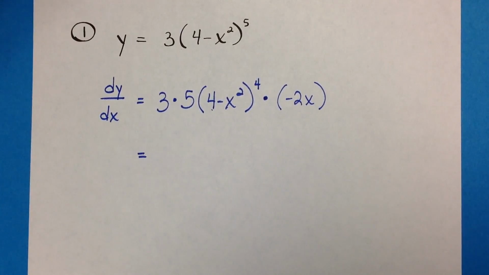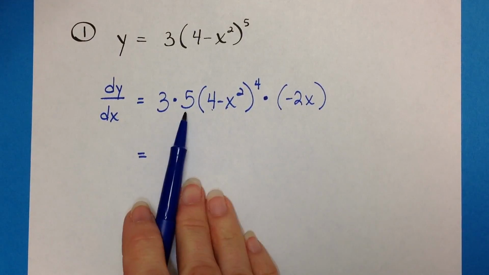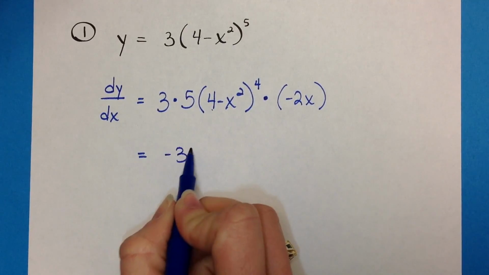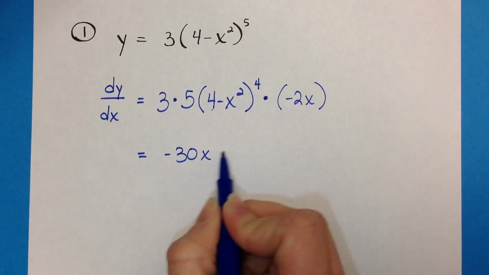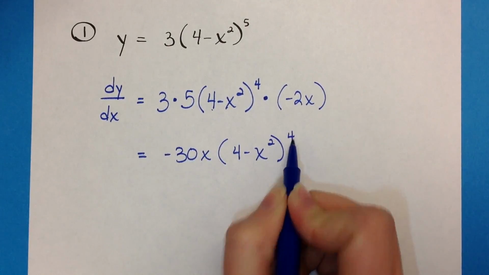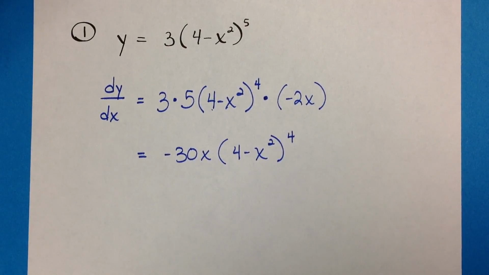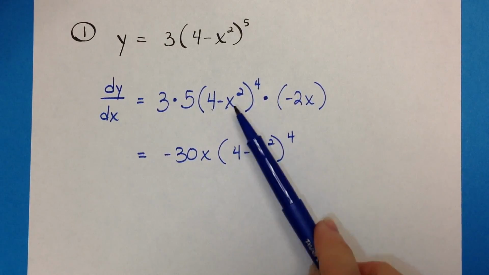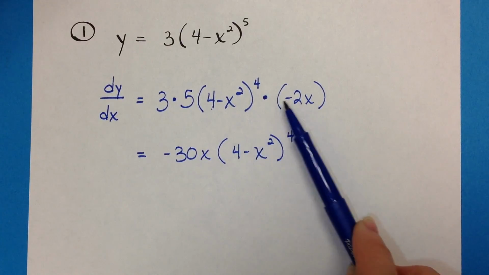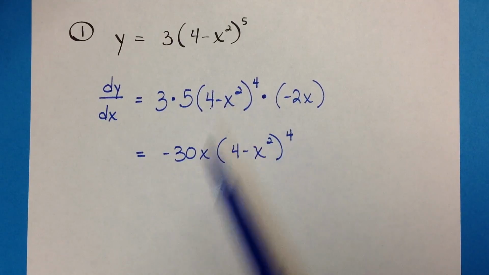So on simplifying this, all you need to do is just multiply together what you can. So 3 times 5 times negative 2 is going to give you negative 30. And then you've got your x times the 4 minus x squared to the 4th power. So that would be as simplified as you could go with this one. So recognizing that you have a function in here to apply the chain rule to, you have to multiply by the derivative of the inside.